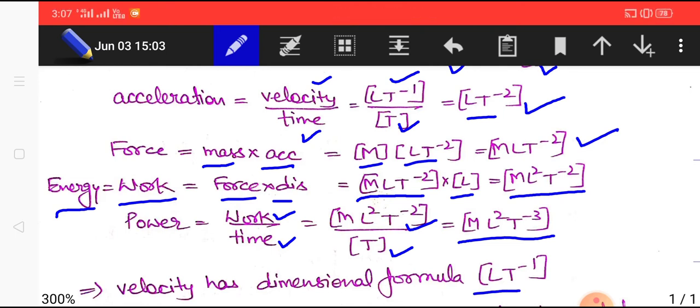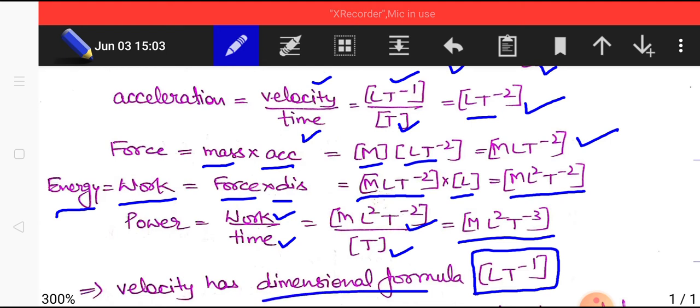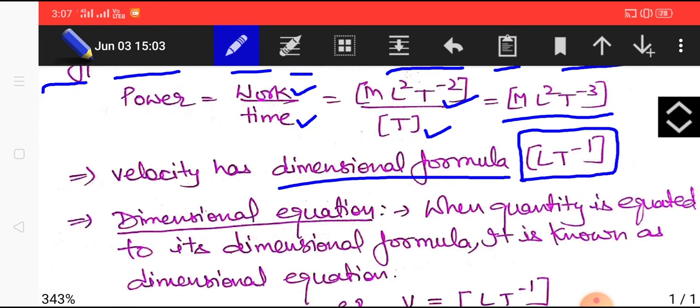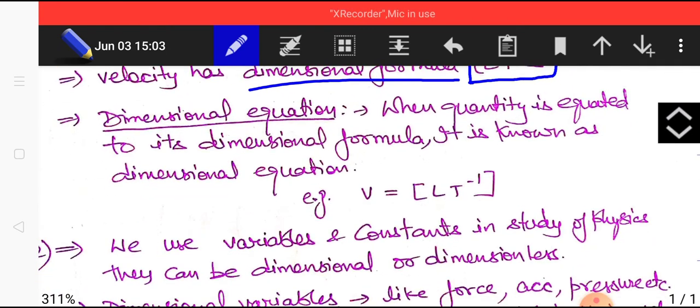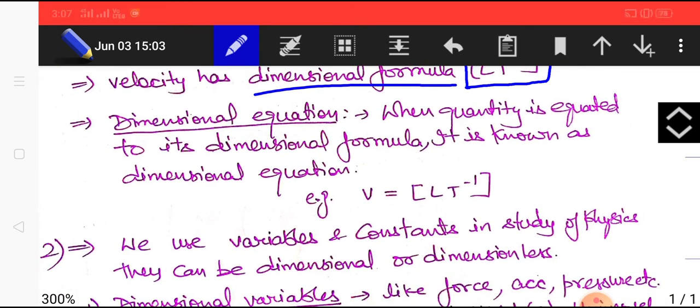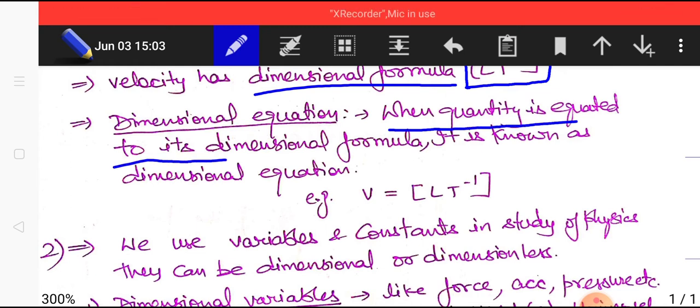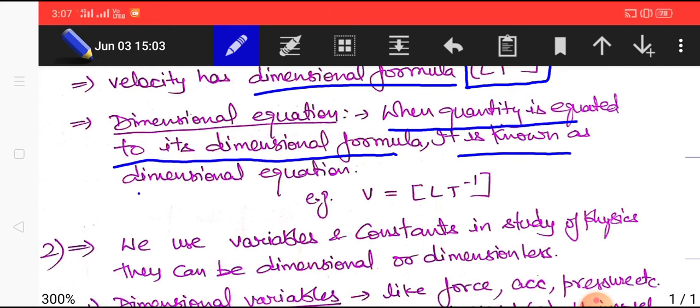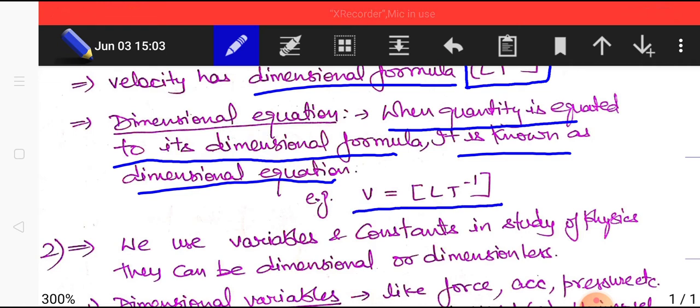So LT^-1, when we write it in this square bracket form, is known as the dimensional formula. LT^-1 is the dimensional formula of velocity. What is a dimensional equation? When a quantity is equated to its dimensional formula, it is known as a dimensional equation. For example, we know that LT^-1 is the dimensional formula of velocity. So when I write velocity is equal to LT^-1, this is known as a dimensional equation.